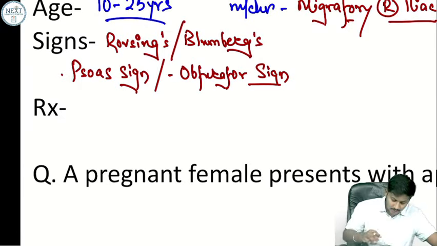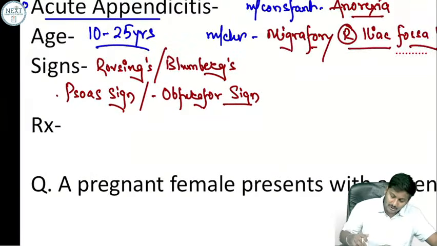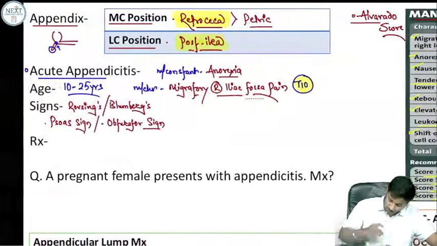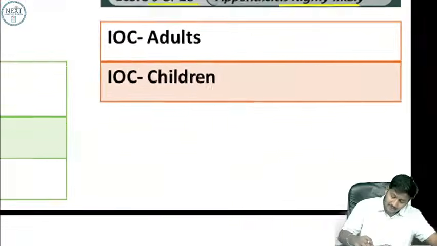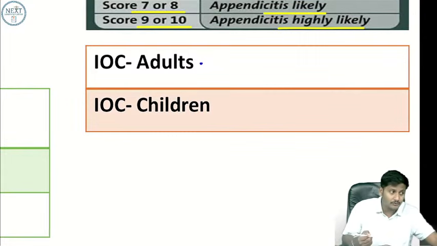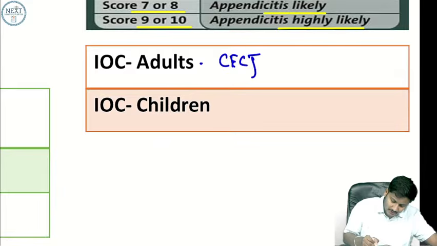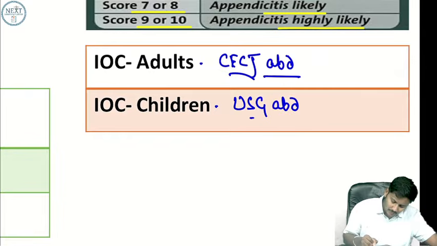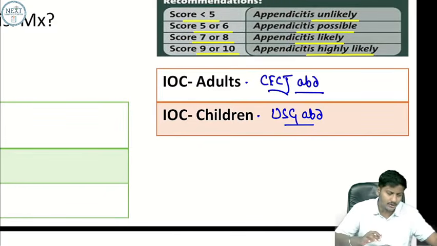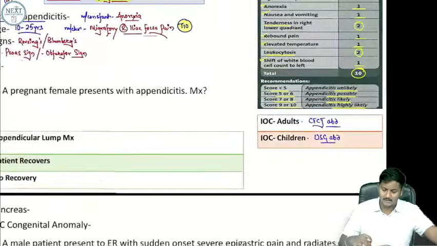Hopefully clear. Now if they ask you in patients of acute appendicitis, what will be the investigation of choice? I hope all of you are quite aware. Investigation of choice, the same rule follows. For an adult, the investigation of choice has to be a CECT abdomen or a contrast enhanced CT scan. Whereas for children, it is an ultrasound abdomen or a USG abdomen. Clear? So the same rule follows here also for the abdominal problem. That is important to be remembered.